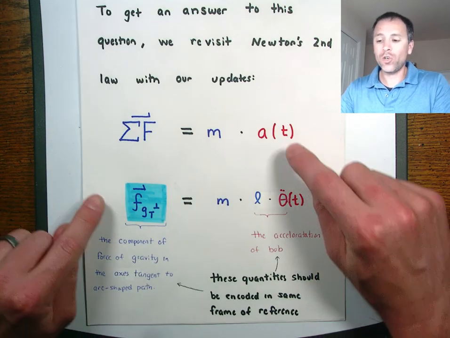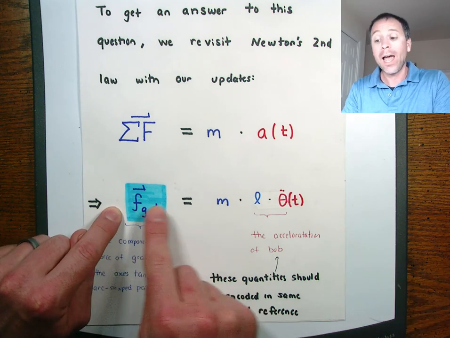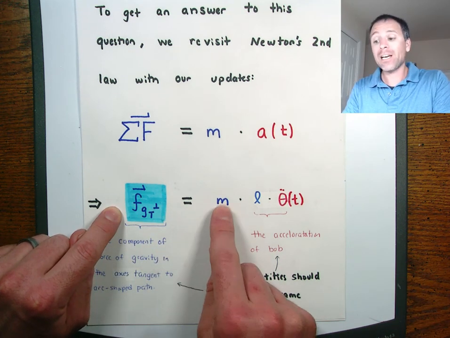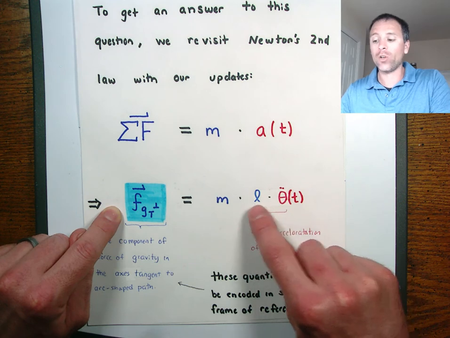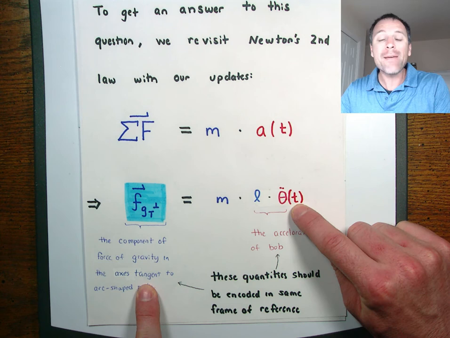But what we've done in this situation is describe the net force as the force in the tangential axis equal to m times the acceleration. The acceleration was L times theta double dot. And these two quantities are in the same frame of reference.